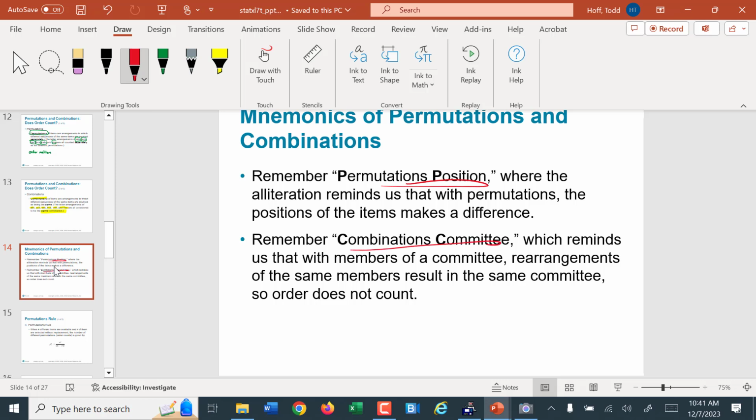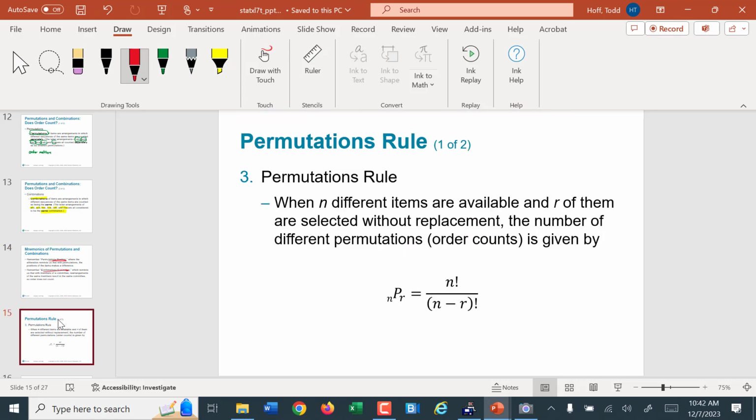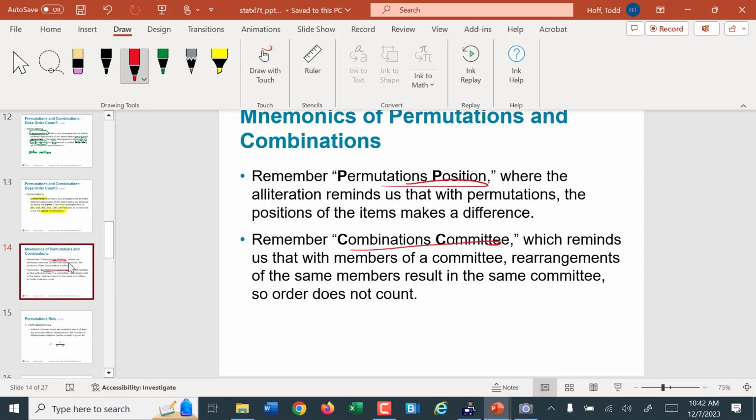Combinations, committee. So the example they use is, let's say we have a club, and our club has a certain number of members in it. Let's say we have 10 members in our club. And we want to select officers: president, secretary, and treasurer. Well, there's 3 different places to select there.